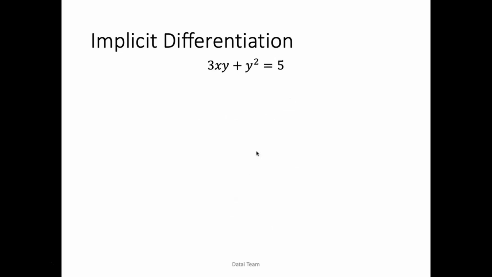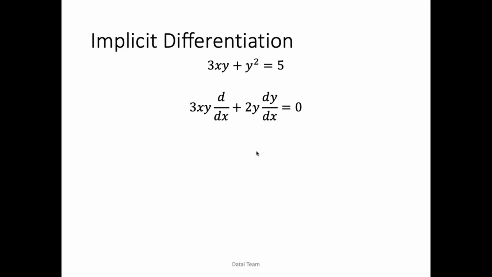Let's look at another example. Let's say that we have 3xy plus y squared is equal to 5. We use the product rule and we differentiate everything by dx. When we differentiate 5, we get 0, and we get 2y dy dx when we differentiate y squared.